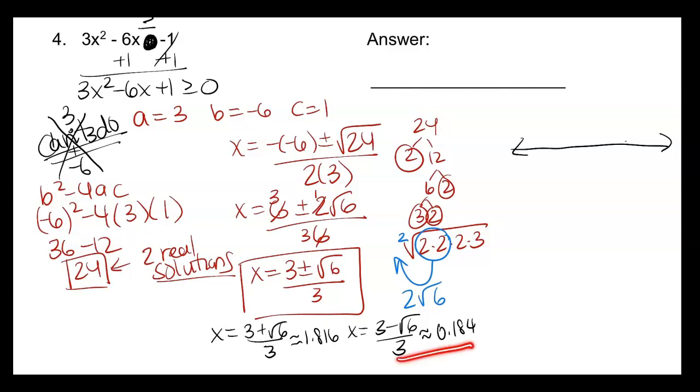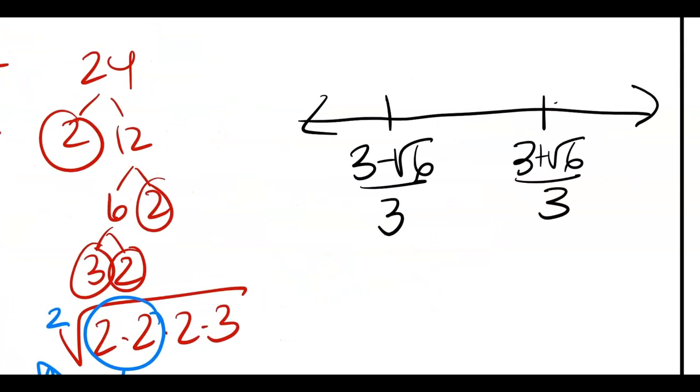So the 0.184 is going to be to the left side of this graph. So 3 minus the square root of 6 over 3, which is approximately that 0.184. And then to the right of that is going to be 3 plus the square root of 6 over 3, which is about 1.816.